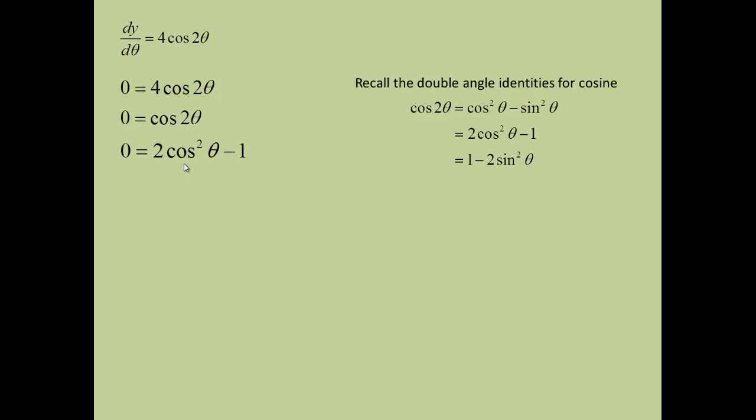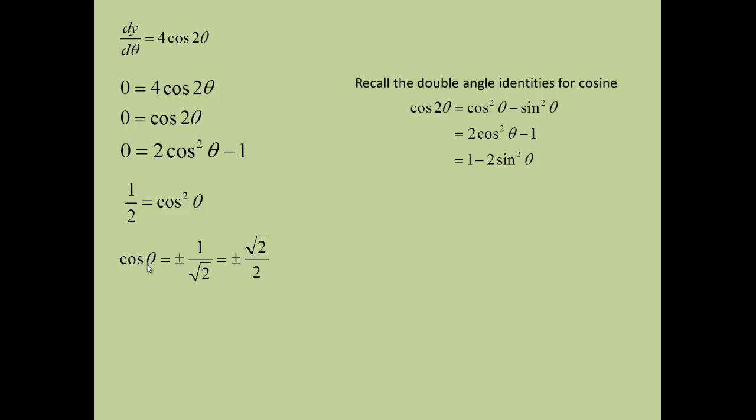And now to continue solving, I just simply add 1 to both sides of the equation and then divide both sides of the equation by 2 to give me 1/2 equals cosine squared theta. Then we take the square root of both sides and we have cosine theta equals plus or minus 1 over the square root of 2. And if we rationalize that, we get plus or minus square root 2 over 2.